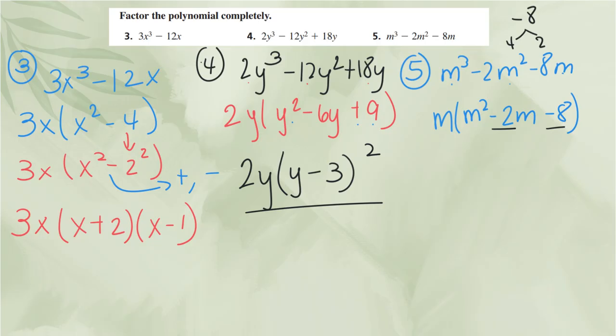will give me also 2, or even plus, right? Which is 4 plus negative 2, or negative 4 plus 2. This is negative, so that means that 4 has to be negative, correct? So my final answer is going to be m times n minus 4 times n minus 2.